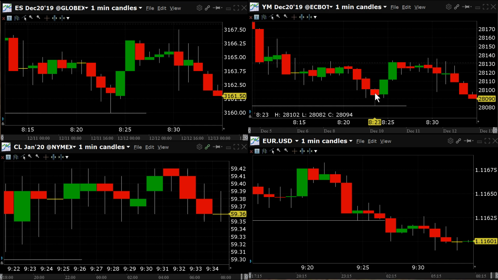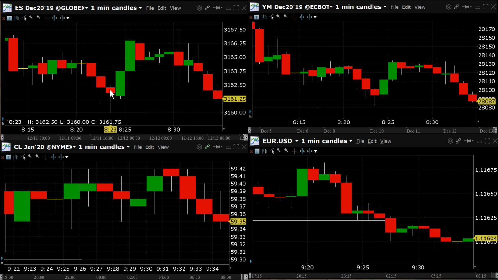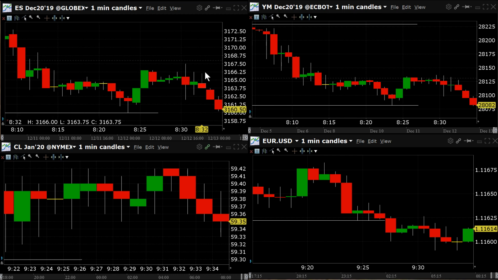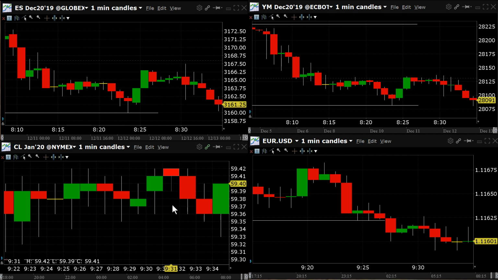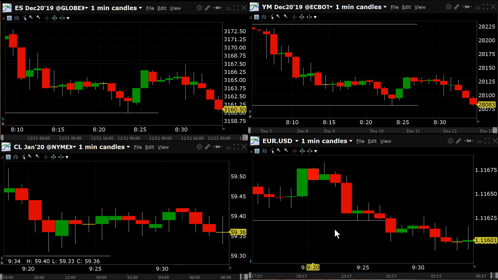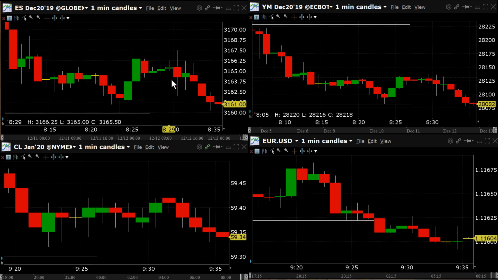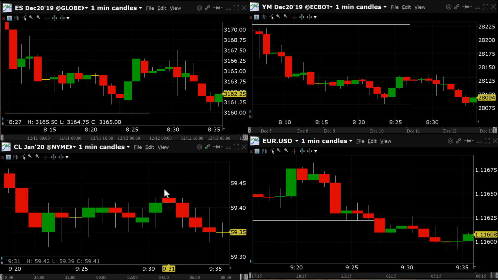Now we're looking for it to break the line. YM breaks at 81. ES breaks at 59.75. Looking for him to break here. Okay, YM is broken. Looking for ES to hit 59.75. 59.75, and they'll both be short. And good for entry.